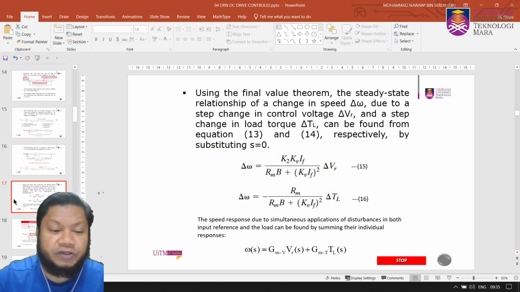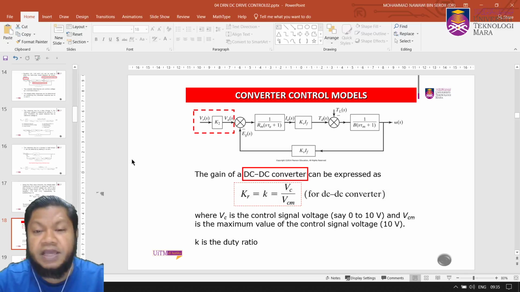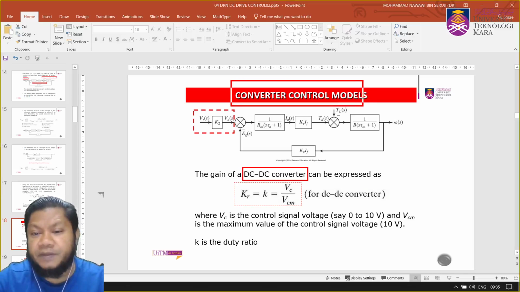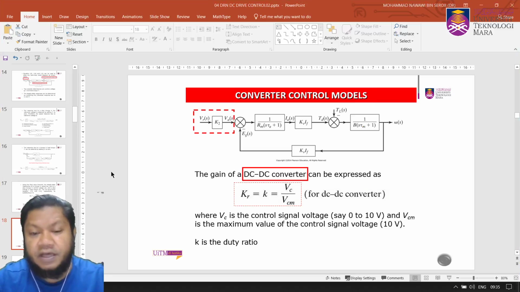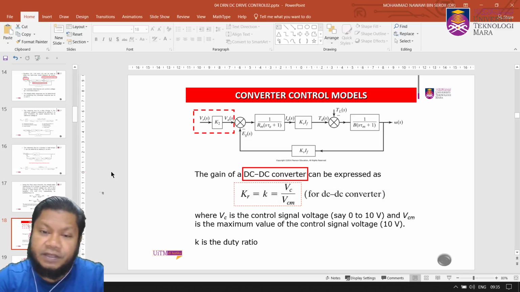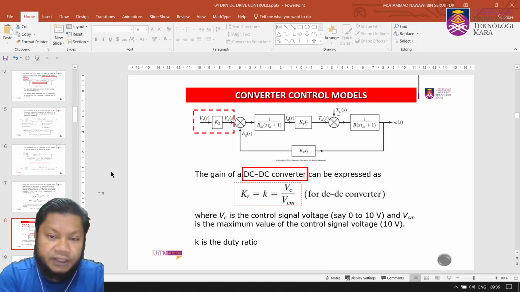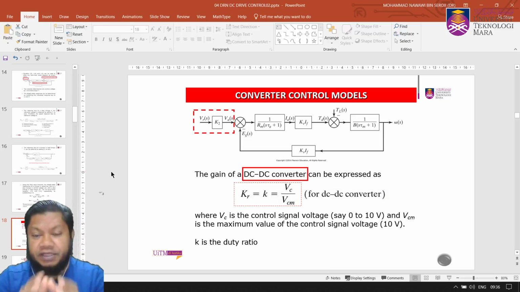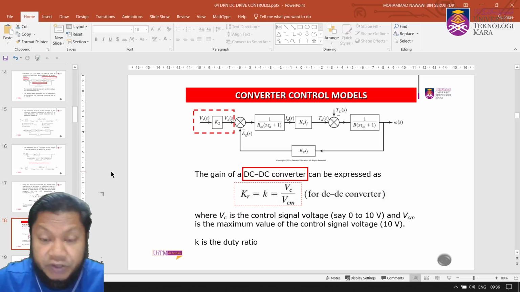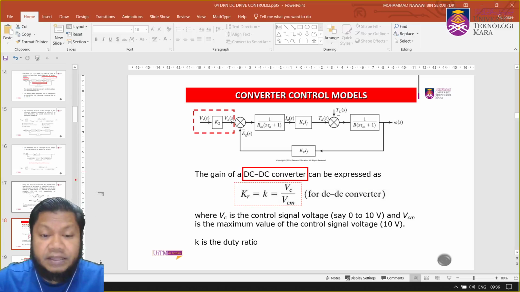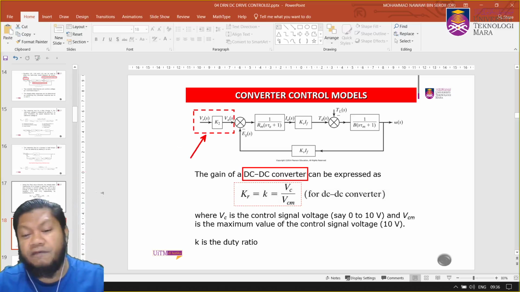Right, so now we're going to move into modeling the converter itself. Remember, we have the DC-DC converter, the single phase converter, and the three-phase converter. We already looked into the models of the motor. Now we're going to look into the model of the converter, and combine it all together to make a closed loop equation. So now we focus on modeling this converter.